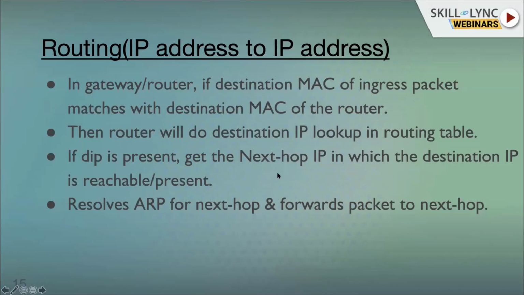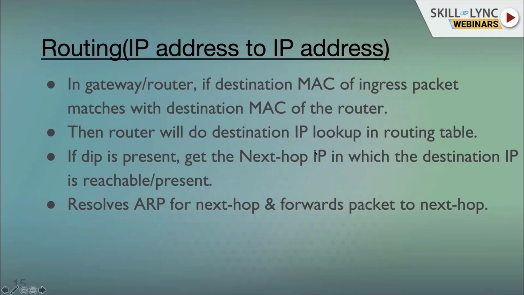This next hop will again have 2 ports. One port is connected to this network, where this router currently is, and that next hop's other port is connected with another network. Every router will have multiple ports. Each port will have one network. And ARP will be resolved per port only. In that network only, ARP will be resolved. So that's why ARP will be resolved for the next hop, and we forward the packet to the next hop here.